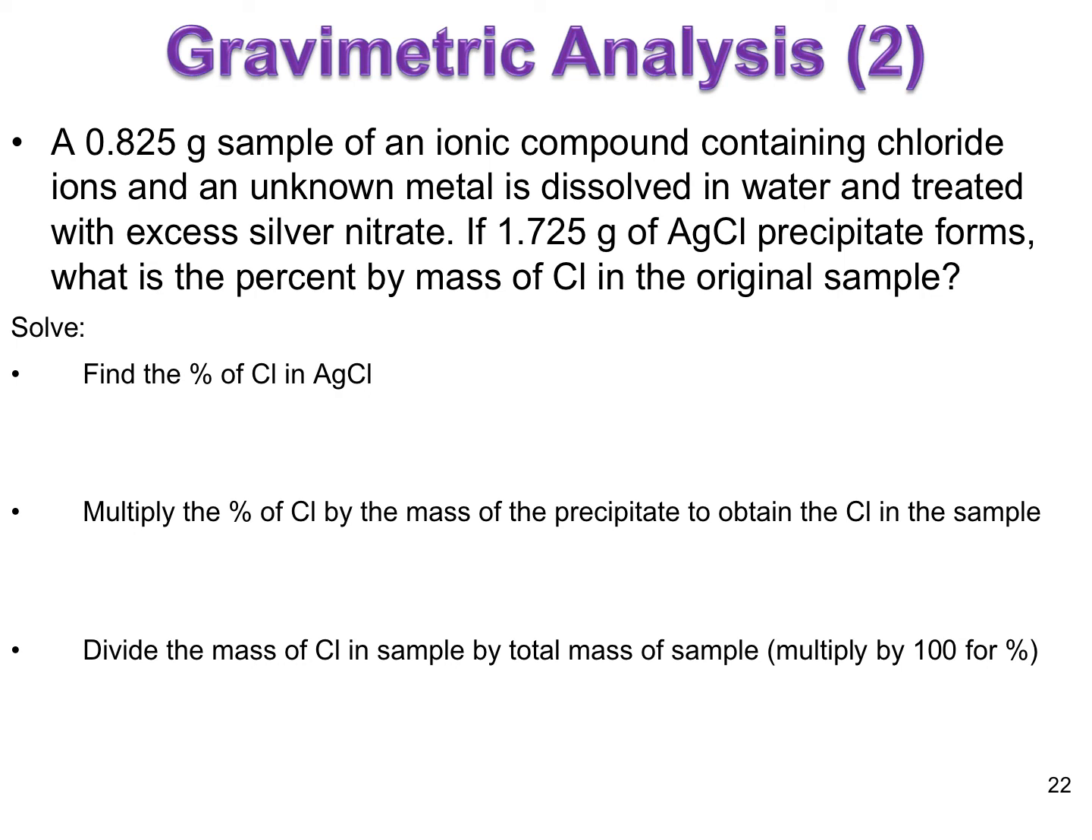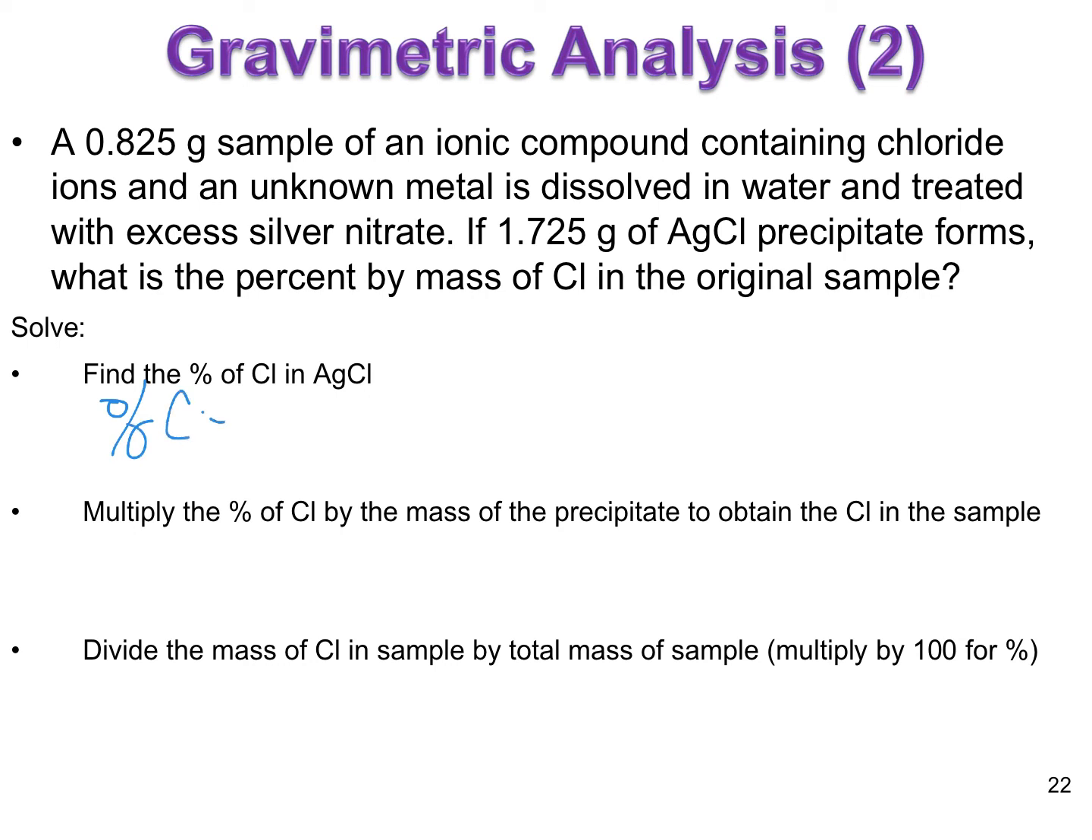A 0.825 gram sample of an unknown ionic compound containing chloride is dissolved in water and then treated with excess silver nitrate to form silver chloride as the precipitate. 1.725 grams of silver chloride is collected. What is the percent by mass of chlorine in the original sample? First, find the percent chlorine in silver chloride.